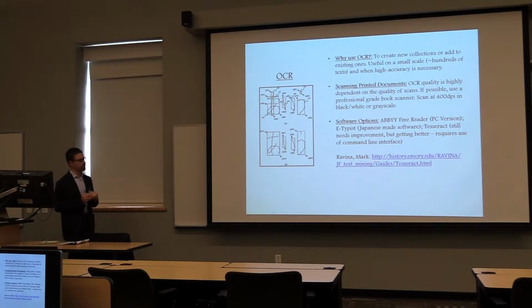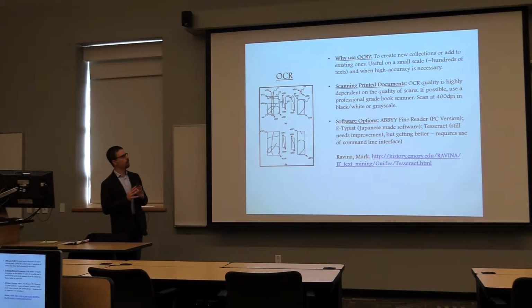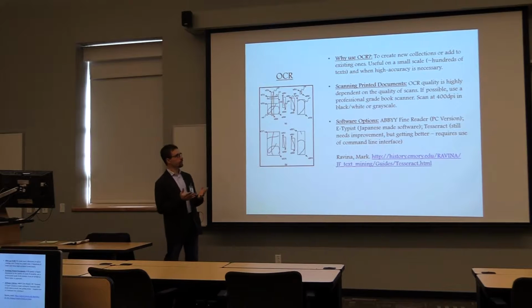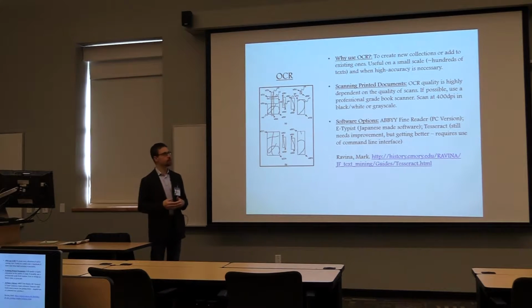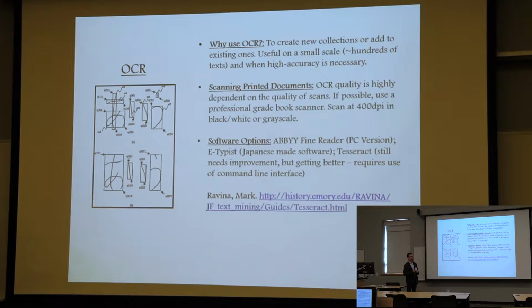But I want to focus first of all on OCR. OCR is great when the materials aren't available for you and you need to create a new collection or add to some existing collection. With where the technology is at now, I've found it's useful on a small scale, maybe hundreds of texts, because it still requires a lot of labor and personal time investment, particularly if higher accuracy is necessary. You have to be able to check and correct for errors.